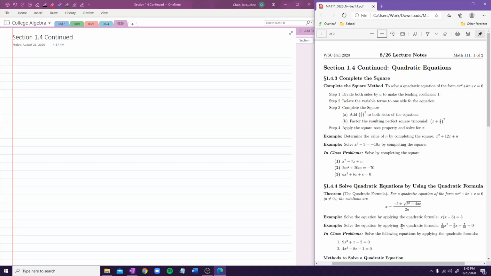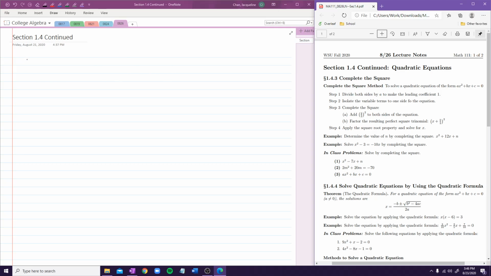Everyone, so today we are completing section 1.4. We are still on the topic of quadratic equations. So let's get started. Section 1.4.3 is all about completing the square. The first thing here talks about the completing the square method, and these are just the steps. We'll talk about it in a couple of examples.